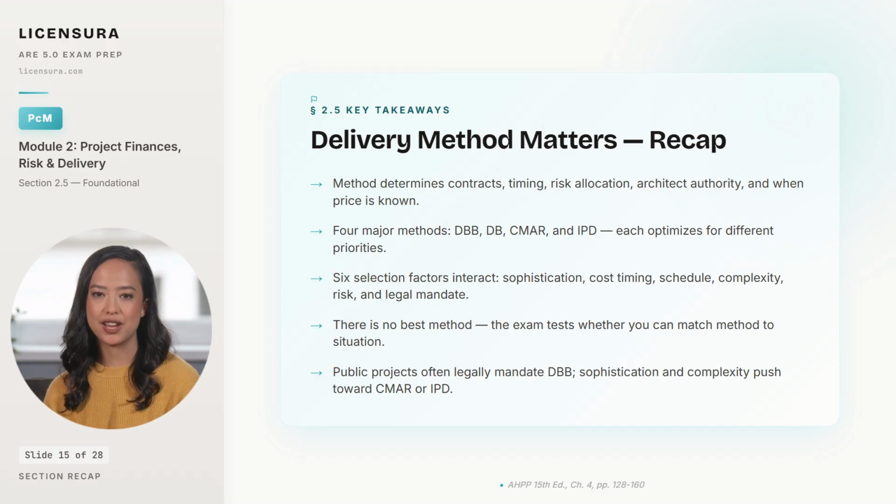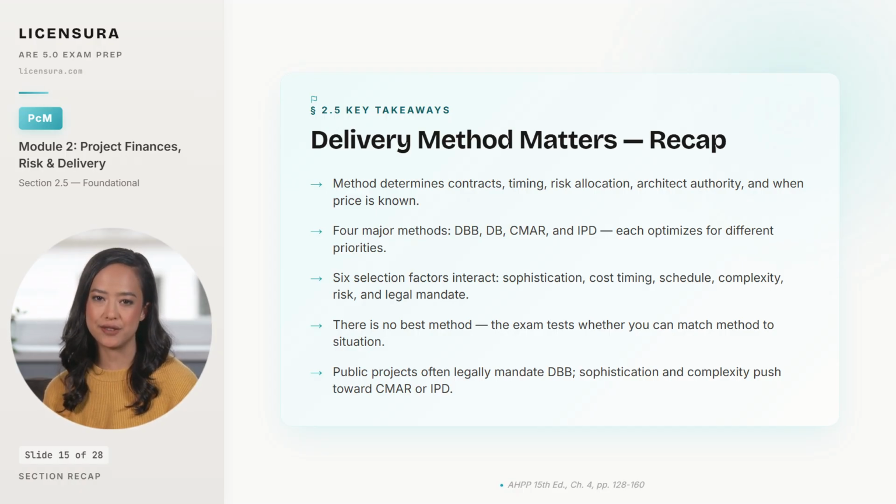Five things to walk away with. The project delivery method determines five concrete variables on every project: who contracts with whom, when the contractor enters, how risk is allocated, what authority the architect actually holds, and when the owner finally knows the price. The four major methods you must know are design bid build, design build, construction manager at risk, and integrated project delivery. Each one is built to optimize for a different priority, and none of them is universally best.